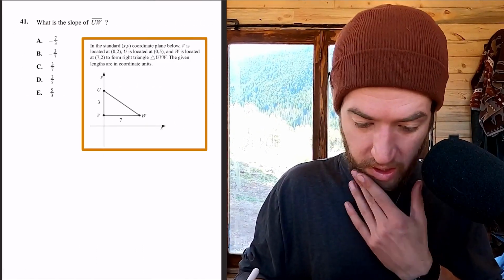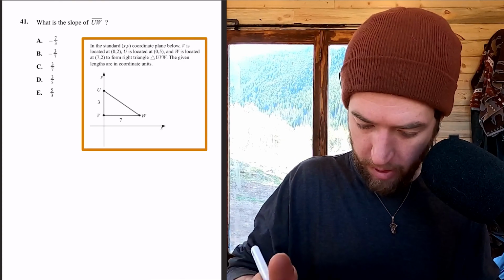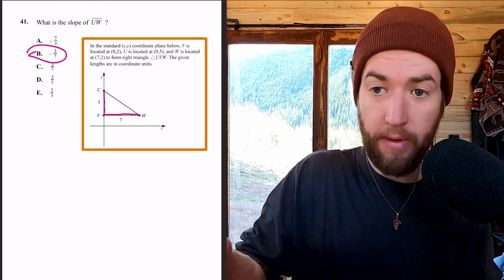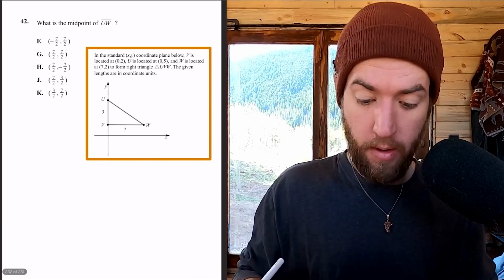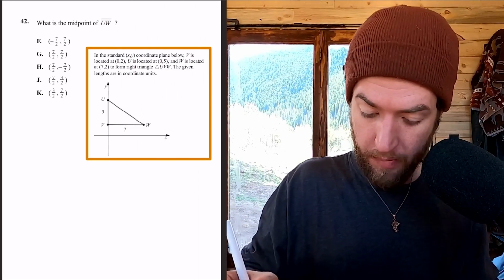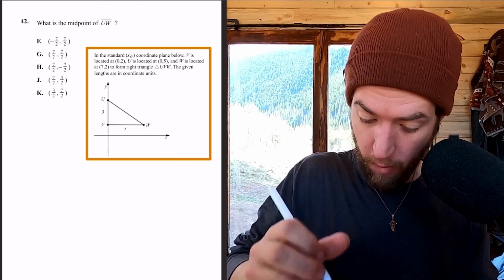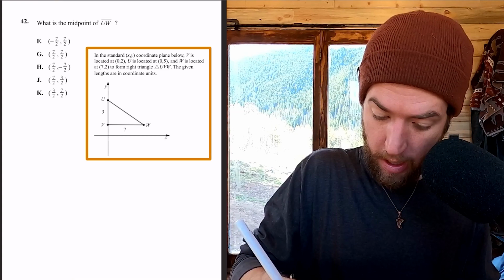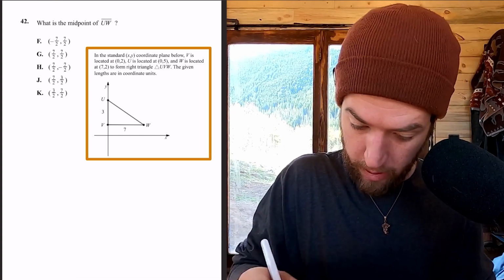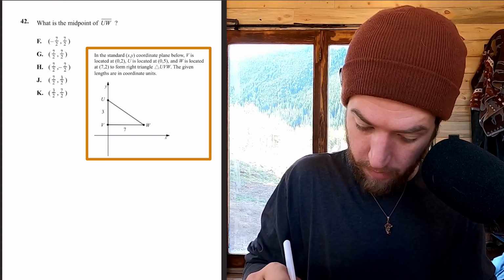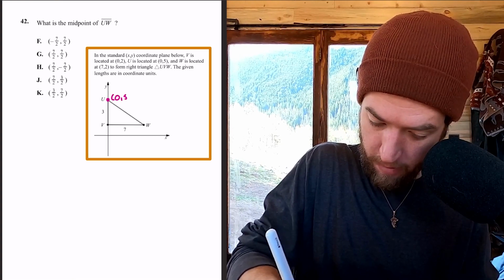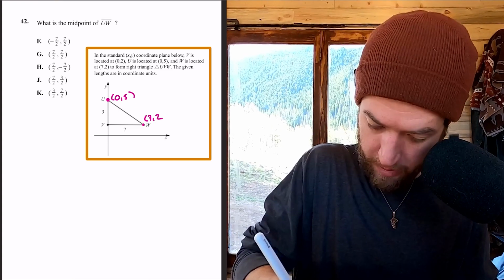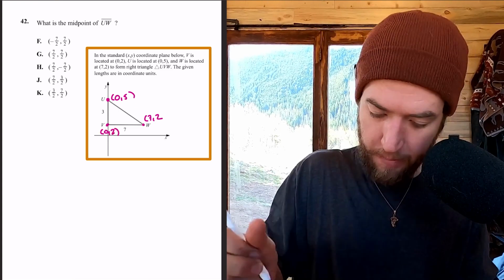All right, what is the slope of UW? So I'm not going to read all this because I just see we're down 3 over 7, negative 3 sevenths. On to the next. What is the midpoint of UW? Okay, so we know from the problem before, and we can see here we're going down 3 over 7. Where's our starting point? U is at 0, 5, and this is 7, 2. Okay, nice. A little easier to see.